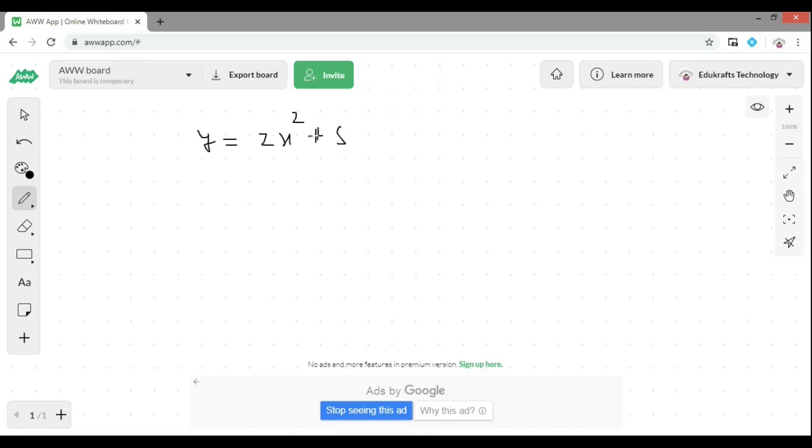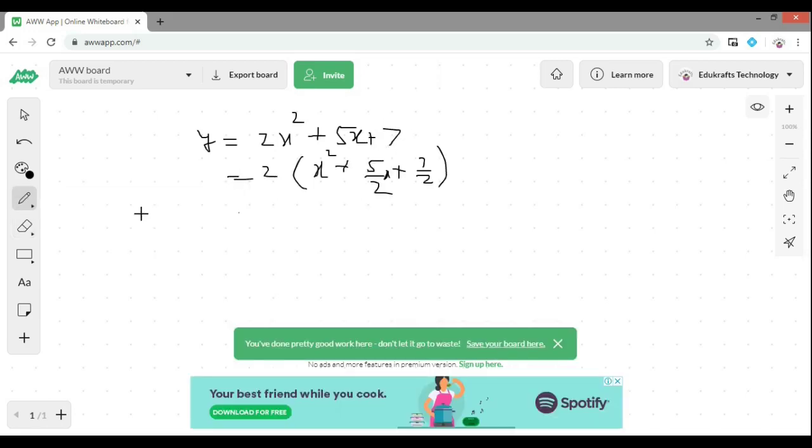And I say that if I have an equation which is 2x square plus 5x plus 7, and then I take 2 common, it becomes x square plus 5 by 2 x plus 7. I'm just trying to explain to you how this whole quadratic equation can be represented in standard form, which will be helpful to transform it. So this is 2 common, so x square plus 5x by 2.